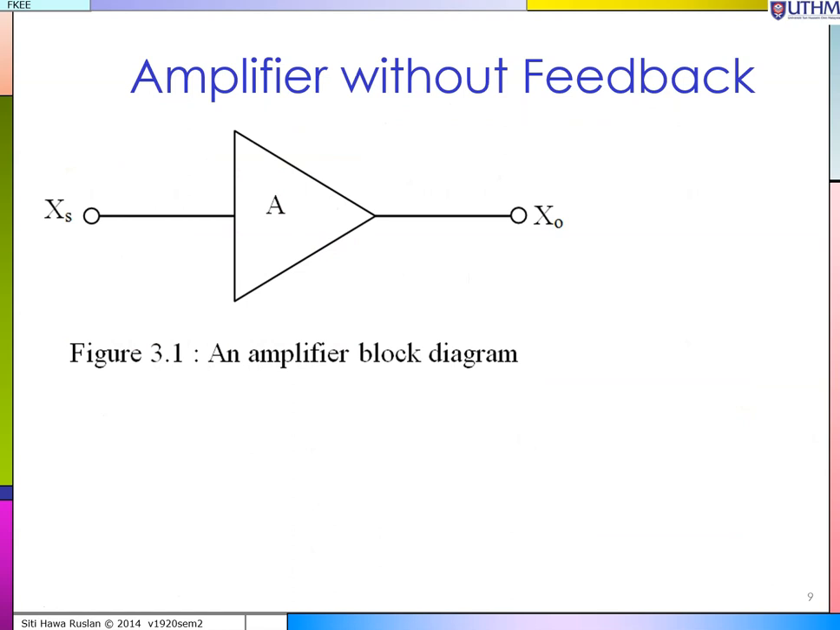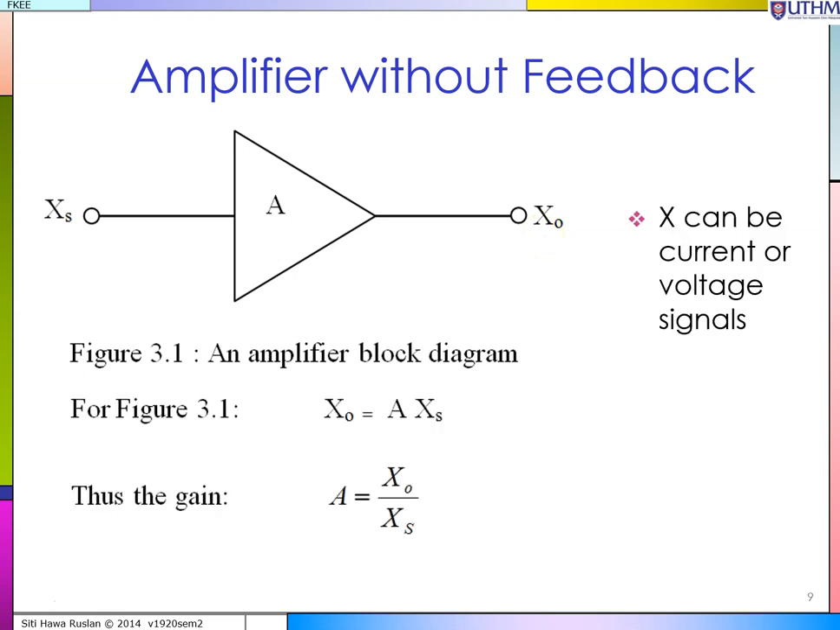In this block diagram, we have an amplifier without feedback, meaning that you have a signal over here, XS. It could be voltage, in which case this will be Vs, or if it is a current, it will be Is. So this is the general form, XS. This is the input to the amplifier, and at the output, XO, it could also be voltage or current. So we call it an open system, or amplifier without feedback.